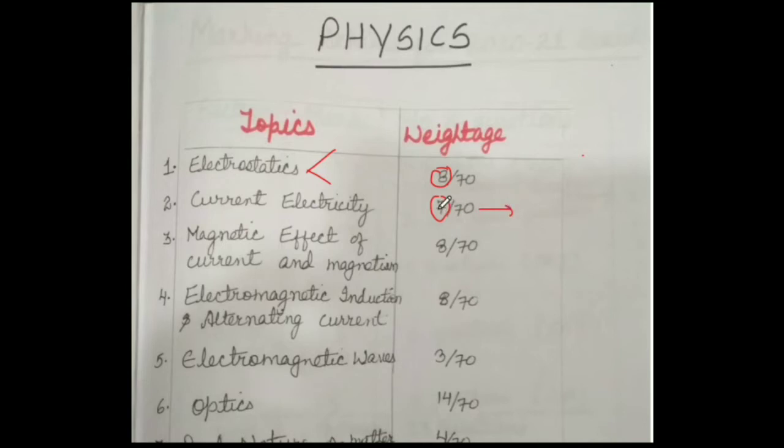Then unit 3, magnetic effect of current and magnetism. Again, this unit is divided into two chapters, chapter 4 and chapter 5. That is moving charges and magnetism and magnetism and matter, and these two chapters consist of 8 marks, right? Then unit 4, electromagnetic induction and alternating current. Again it consists of two chapters and this consists of 8 marks. Then come to unit 5, electromagnetic waves, only 3 marks.